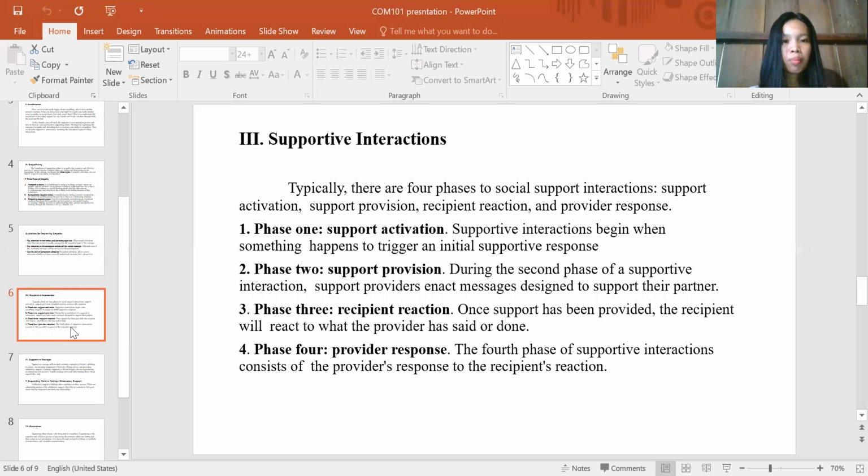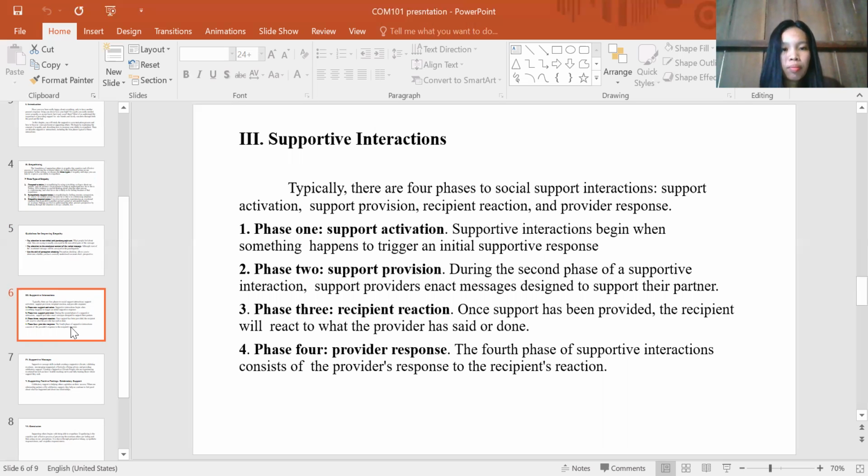Phase 1, support activation. Supportive interaction begins when someone happens to trigger an initial supportive response. Phase 2, support provision. During the second phase of a supportive interaction, support providers enact messages designed to support their partner.